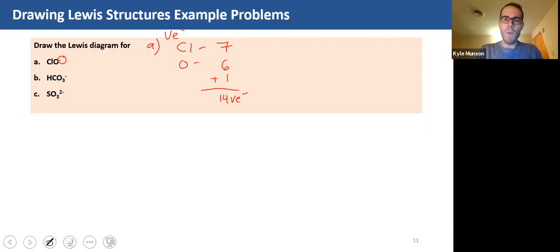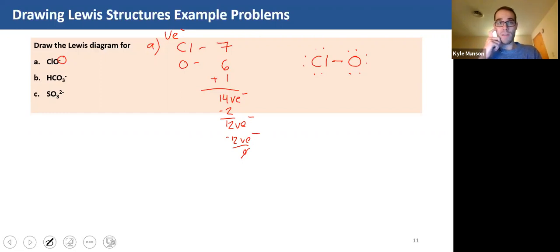All right, so now when I write this, there's really no central atom. There's only two atoms, right? Chlorine and oxygen. So that just used up two of my electrons. So I have 12 valence electrons left, right? And that two came from this bonding pair. So they want an octet. Nobody has an octet right now, but if I give them each six, that just used up all of my valence electrons. And that looks like a good Lewis structure, okay?